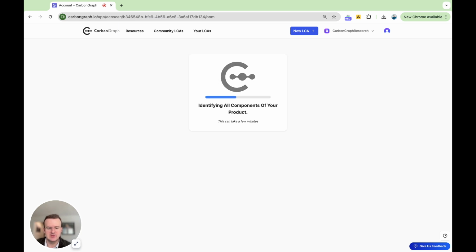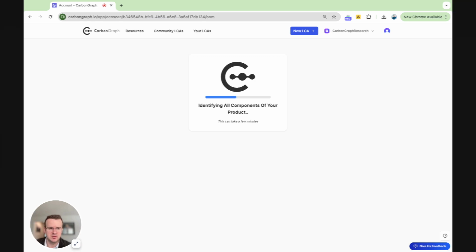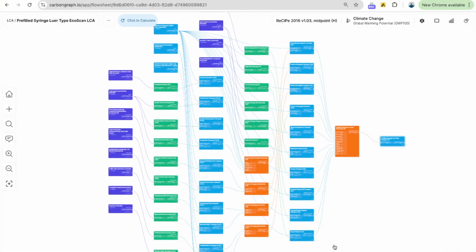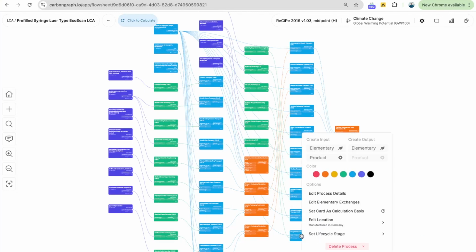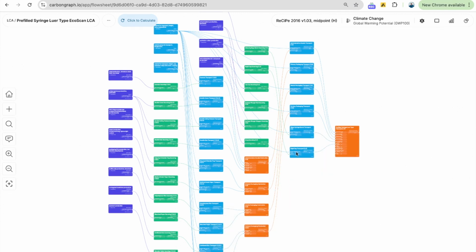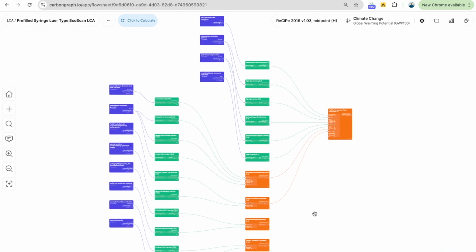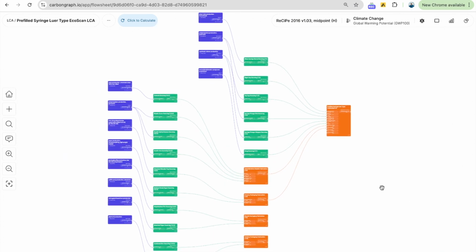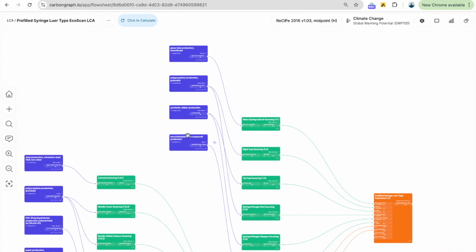So I'll walk you through how we took those results and the graph that was built, kind of tidied up, modified that graph a little bit, and reproduced the results of that study. So the first thing I did was tidy up the graph. This graph was built by EcoScan, but it included some transportation legs that weren't necessary. So I deleted that transportation information and was pleased to see that the actual inventory values from EcoInvent were pretty well represented and found pretty accurately.